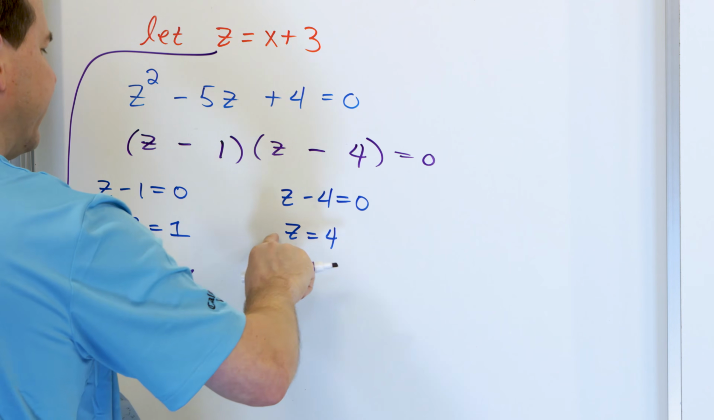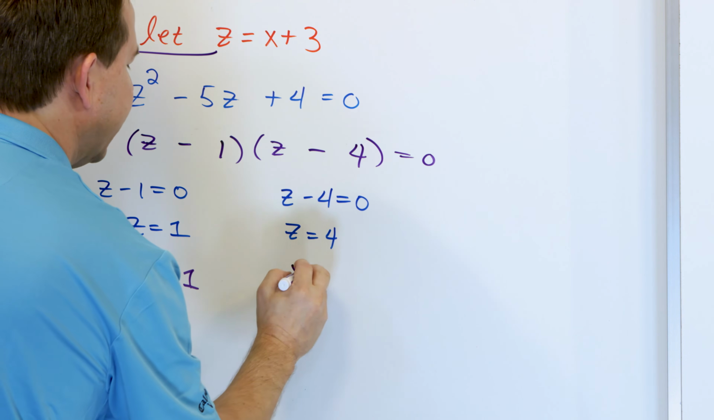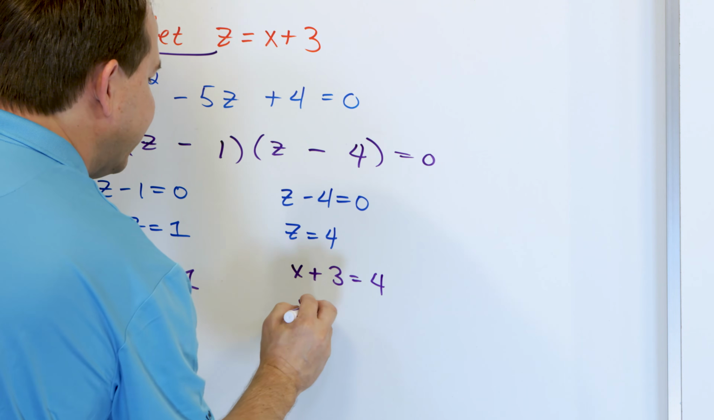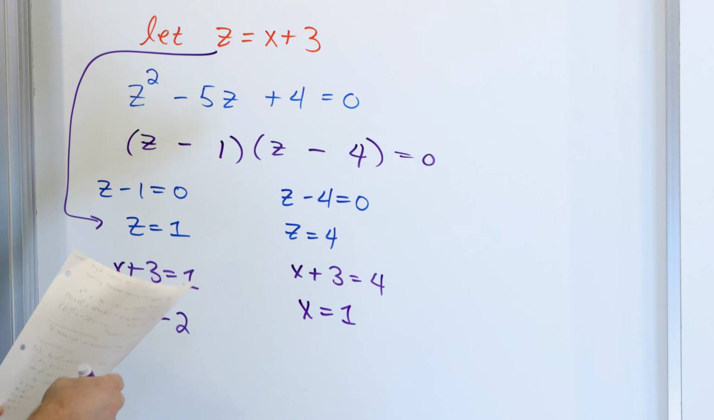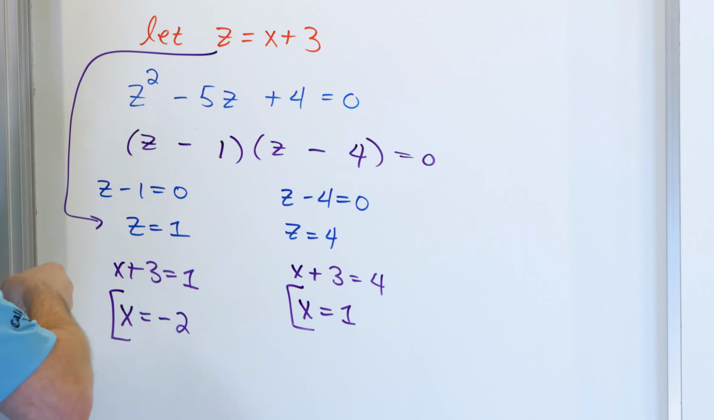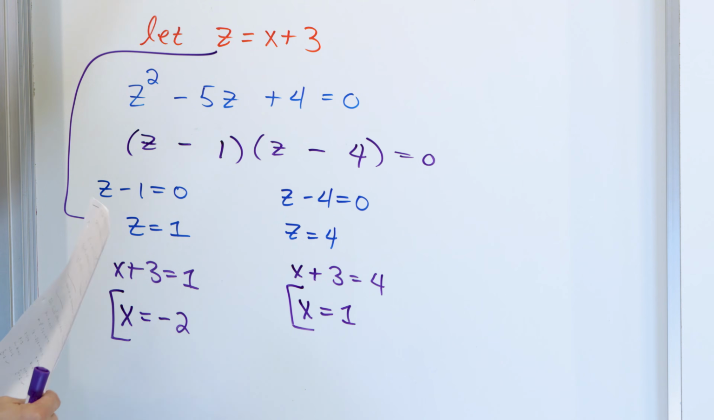And I do the same substitution here. X plus 3 goes on the left-hand side, is equal to 4. And when I subtract this, 4 minus 3 means I'm going to have a 1. So the two answers I get is x is equal to negative 2 and x is equal to positive 1. So that is the concept of substitution.